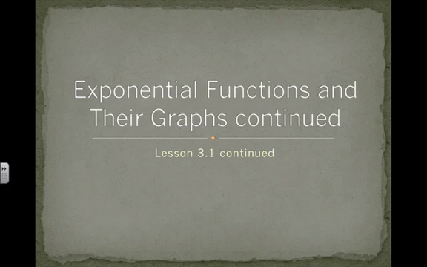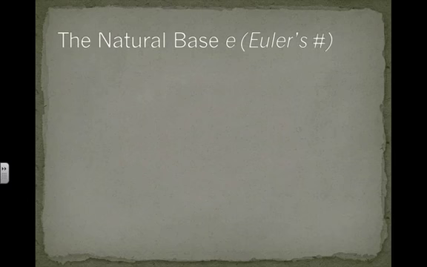So today we're going to continue on with our exponential functions and graphs. Previously we learned about what an exponential function looks like, how it compares and how it's different to an algebraic function. Now we're going to talk about a very common one that's used, and this is the one that has the natural base e, which is known as Euler's number. It's pronounced Euler, so it almost looks like it should be spelled like this, but this is how it's spelled.